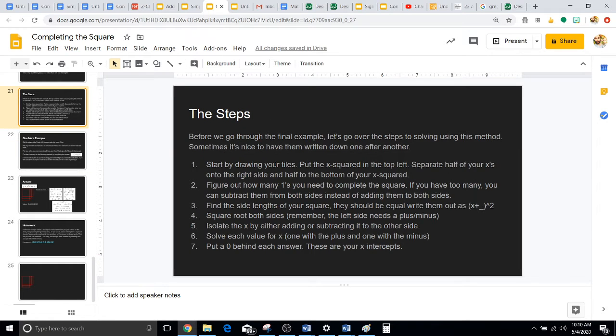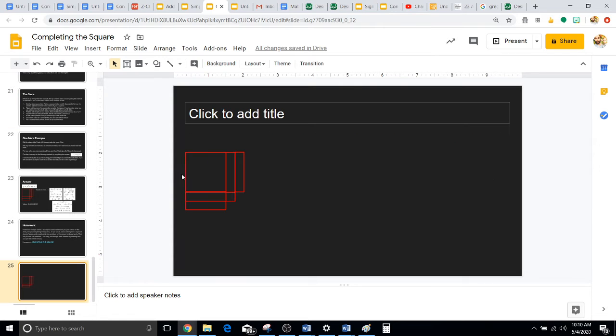Now if we go back to the steps, the first step is to start by drawing our tiles. Put the x squared in the top left, separate half of your x's onto the right side, the other half to the bottom of your x squared. So I took my x squared, my 4x's, and my single one, and separated my 4x's into two equal groups. That's 2 each. Put 2 on the right and 2 down below. For my 1, I just put it here. It could have been anywhere.